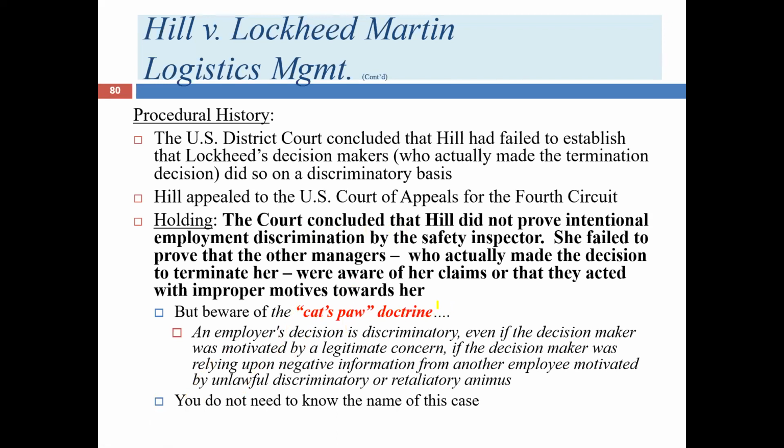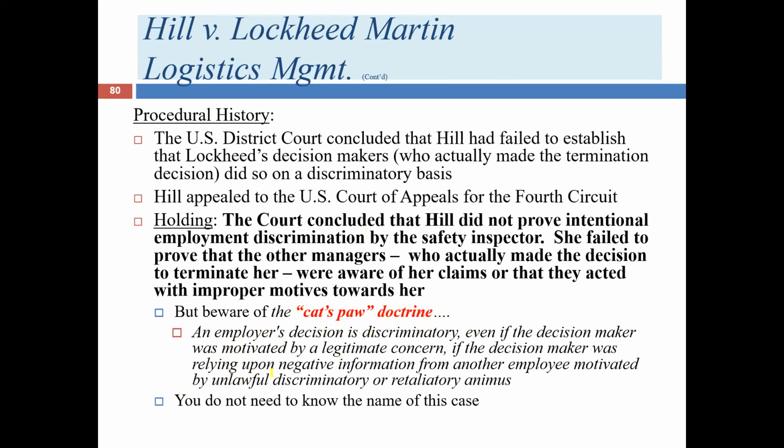an employer relies upon faulty information from a discriminator, then they kind of inherit that bias. And so even though they had no evil animus themselves, when they base their decision upon that animus, then their decision becomes discriminatory. We call that the cat's paw doctrine. Here's a bit of a definition. An employer's decision is discriminatory even if the decision maker was motivated by a legitimate concern.